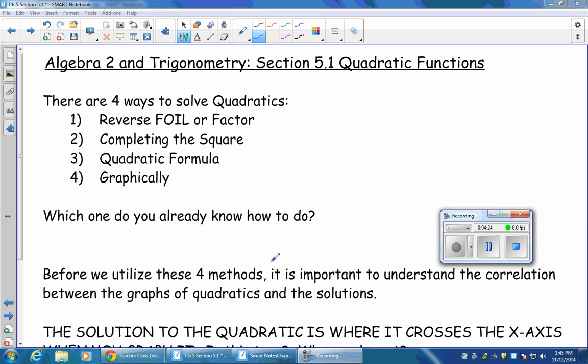Okay, so we're going to talk about one of the ways to solve quadratics. So far you have learned a couple of these. The 4 different ways to solve quadratics are to reverse FOIL, which is actually called factoring. Completing the square, that's what we're going to do today. The quadratic formula, we've touched on that. We're also going to do more with that. And then looking at it graphically, we'll do in class. So the one that you already know, we kind of know the quadratic formula a little bit. We've done that. But really the reverse FOIL or factoring, you've done that quite a bit since 9th grade.